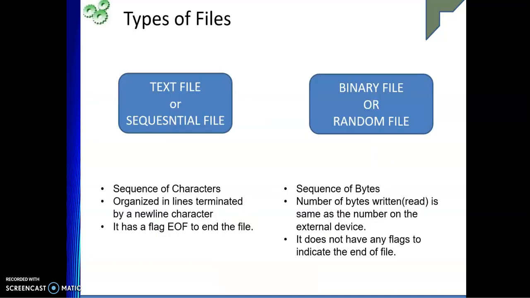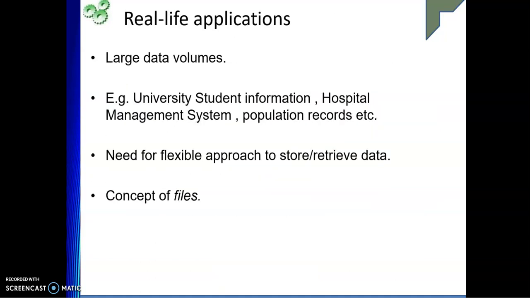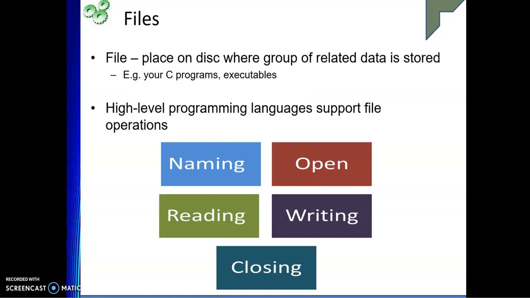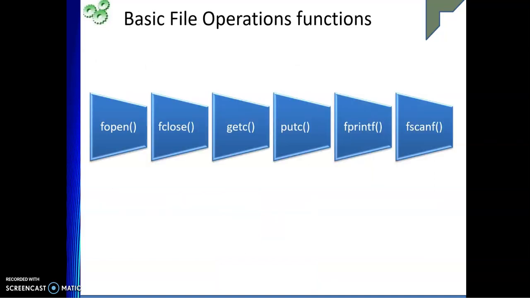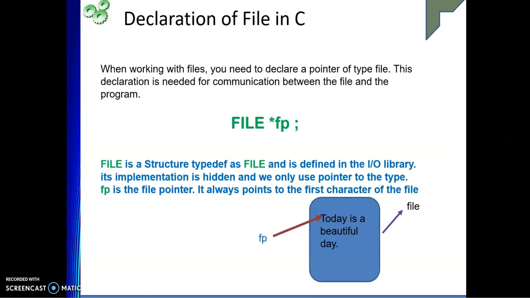So I hope you have understood the entire concept of file. We started with why we need files and real life applications, then we talked about the definition of a file, the operations, and the types of files. Then we discussed the basic operation functions like fopen, fclose and so on. Then we talked about declaring a file using the structure, the keyword FILE in capital, and we always have a pointer which we call a file pointer. I said FILE has to always be in capital, but fp we can give any name like fptr, fps, and fp will always point to the first character of the file.